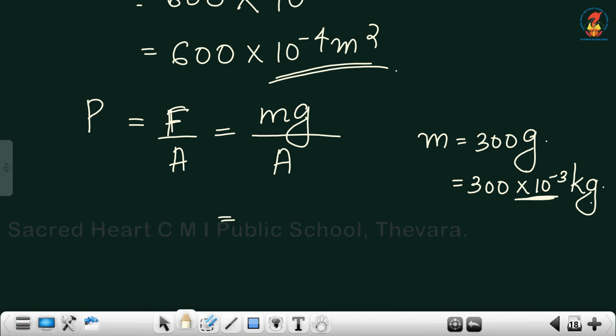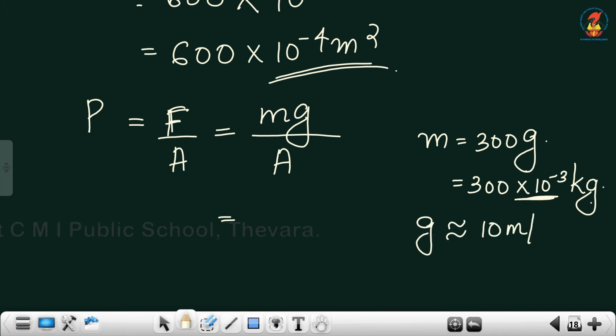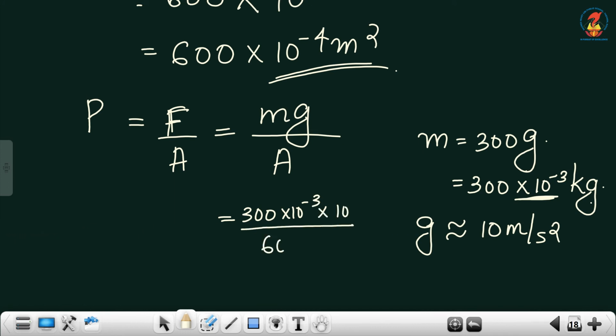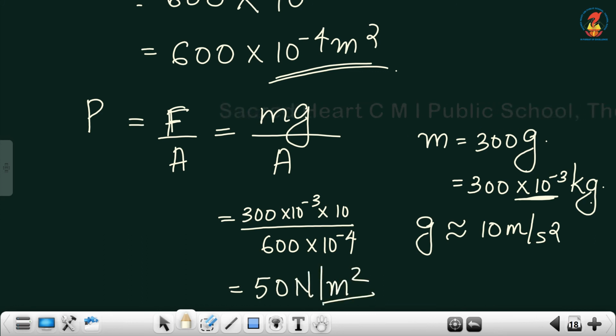Take acceleration due to gravity as approximately equal to 10 meter per second square for easier calculation. That is 300 into 10 raised to minus 3 into 10, divided by area, which is 600 into 10 raised to minus 4. Now, on solving this, you will get the answer as pressure is equal to 50 Newton per meter square.